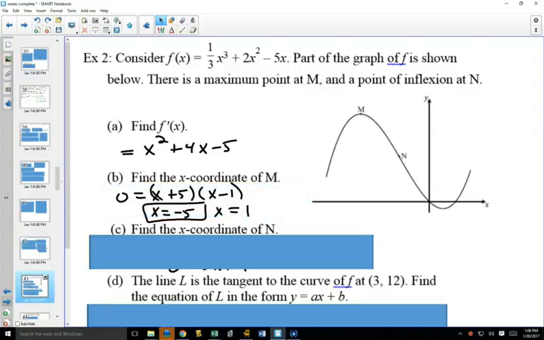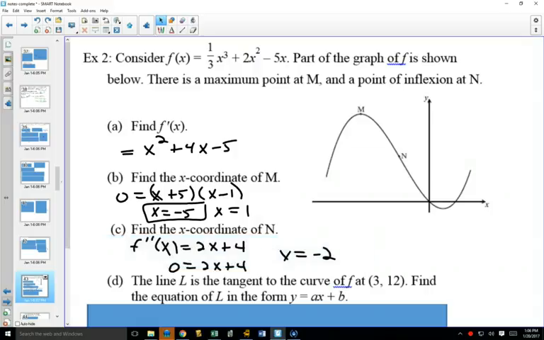we're going to factor it. And factoring it, you don't even have to do the sign diagram to do the first derivative test or second derivative test. According to that diagram, the only possibility for m would be x equals -5. Find the x coordinate of n, well then we need to find our second derivative, set it equal to 0, and x is equal to -2.